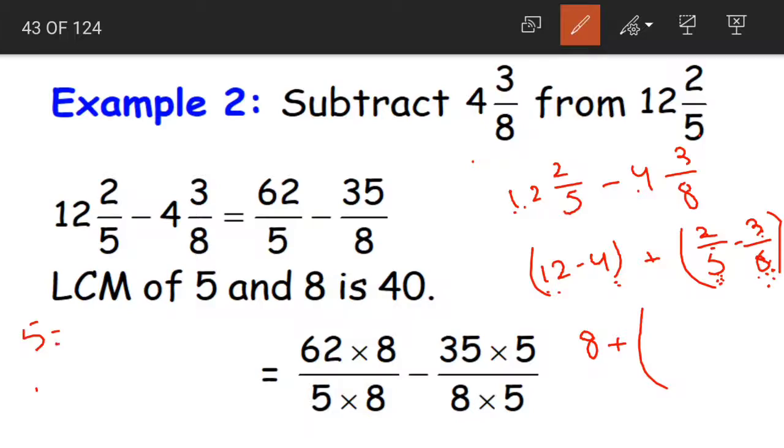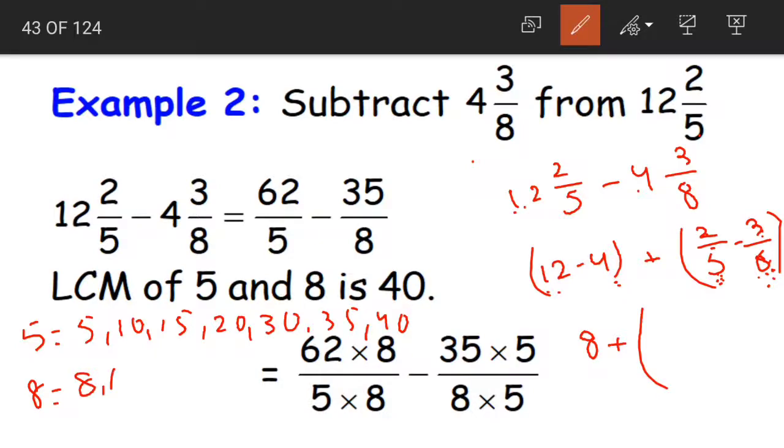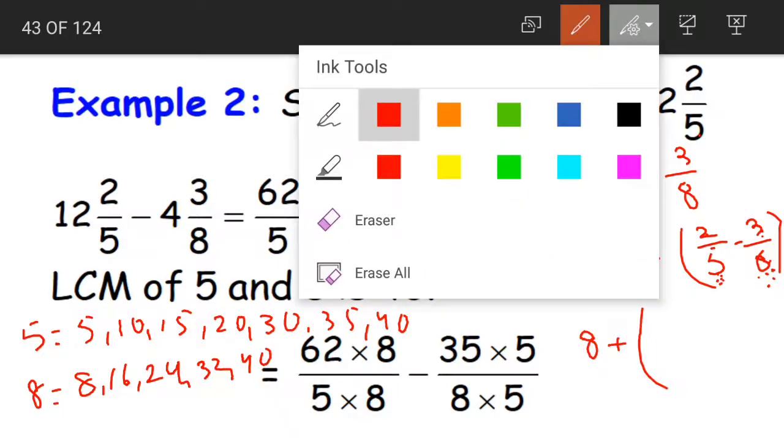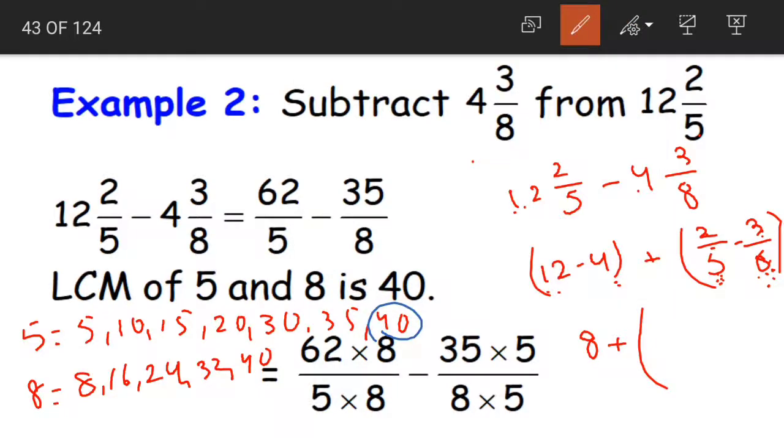If we take the LCM of 5 and 8, children, we have 5, 10, 15, 20, 25, 30, 35 and 40 as the multiples of 5. And for 8 we have 8, 16, 24, 32 and 40. We can stop here as we got our least common multiple, that is 40.